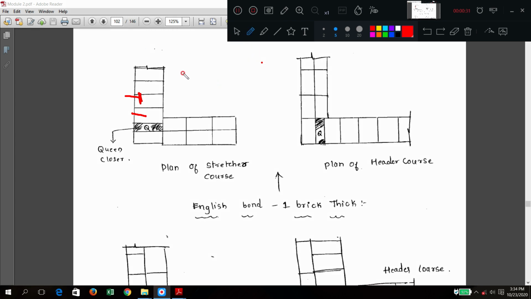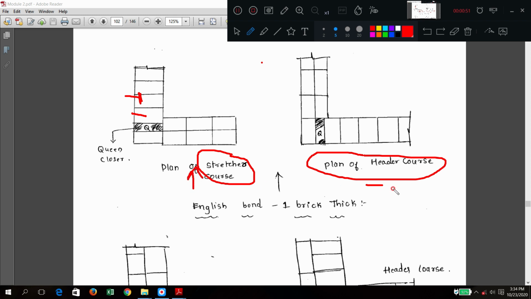The thickness of this English bond may vary from 20, 30, like this it can go, no problem. Here you can see the plan of each stretcher course, it will appear like this. The plan of each header course will appear like this. It is viewed from this way, and it is viewed from this way. That is why you should not see this portion first, because when you see it as a whole, queen closers will come here also, and here also. So, to not get confused, you see from this perspective and you see this only. So these are all stretcher courses.